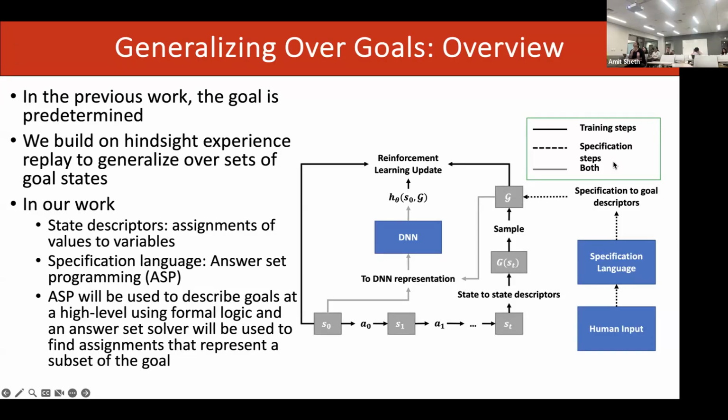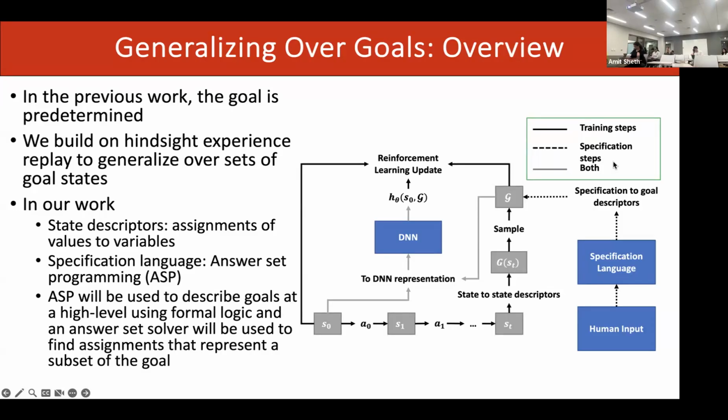And so instead of giving our deep neural network the start state and a goal state, we give it a representation of a set of goal states. And so assume that there's some way to translate this state into a set of descriptors. And then we can use all the descriptors or some subset of the descriptors. As long as the state is a member of that set, it's fine. We give that to our neural network and we do our reinforcement learning.